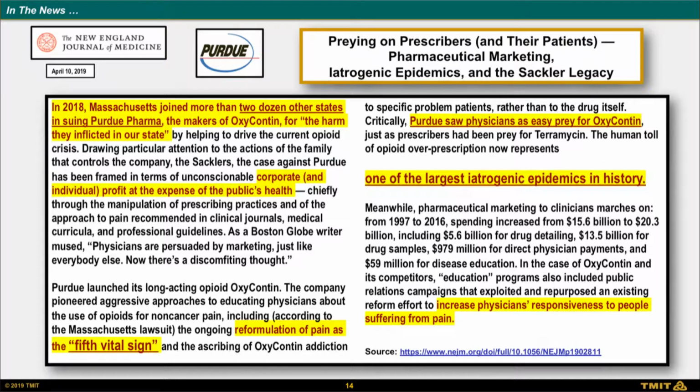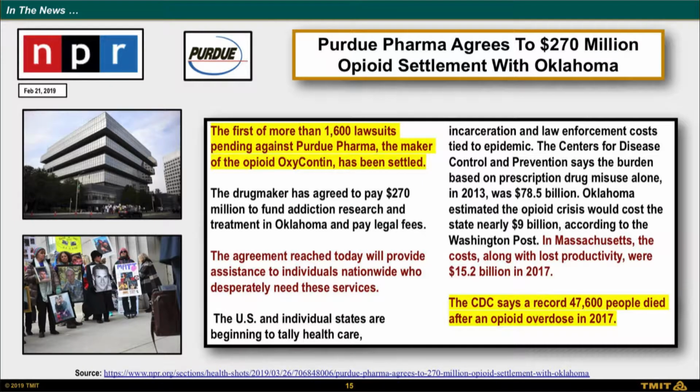Also, an excellent article in the New England Journal of Medicine in the last 2 weeks addressing the Purdue Pharma focus, and the title is Preying on Prescribers and Their Patients: Pharmaceutical Marketing, Iatrogenic Epidemics, and the Sackler Legacy. I think it's a very good cautionary tale, an important article to read. New England Journal of Medicine, as we all know, is an excellent resource, a well-written article, and Dr. McDowell will allude to the notion that we had of the fifth vital sign, which you see in the first column, and the fact that a lot of the education was focused on things that now we probably do not find to be entirely accurate.